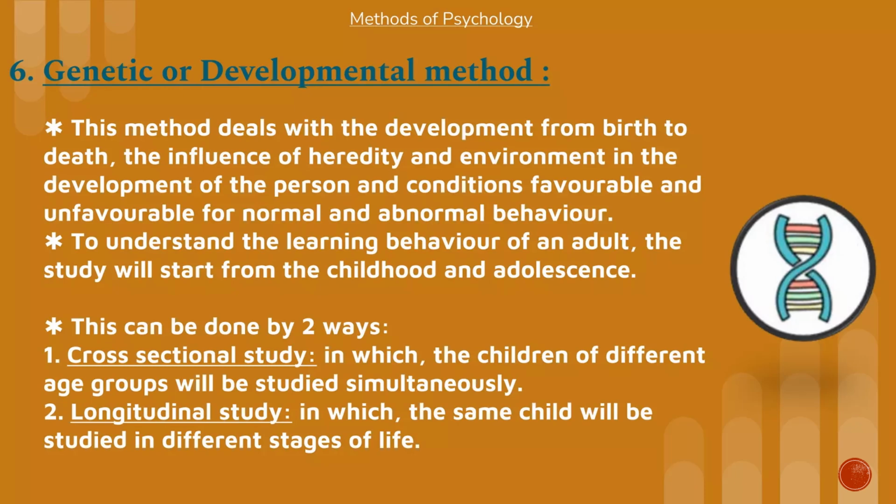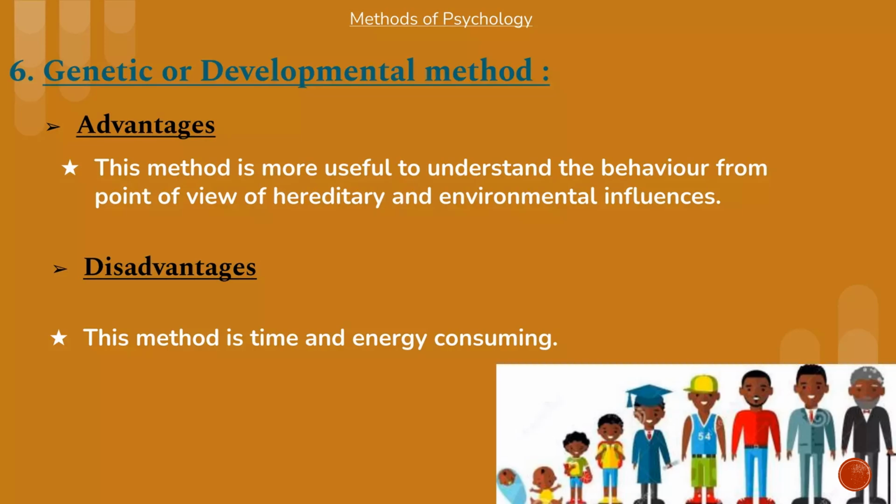This can be done in two ways: cross-sectional study and longitudinal study. In the cross-sectional study, children of different age groups are studied simultaneously. For example, you can have 10 children of a similar age group in a group, and you can study them. And the longitudinal study is where you observe the same person for a period of time in their lifespan. So this method is more useful to understand behavior from the point of view of hereditary and environmental influences. The disadvantage is that this method is time and energy consuming.